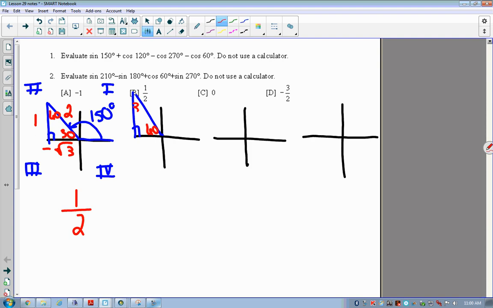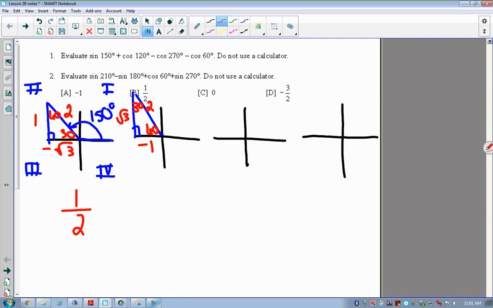So I'm still at a 30, 60, 90, but where those numbers go has now changed. Opposite of my 30 is what? Negative 1. Very good. Opposite the 60 is radical 3, and opposite my hypotenuse is still 2. We want cosine, but I'm no longer doing cosine of 30 degrees. I'm doing cosine of 60.